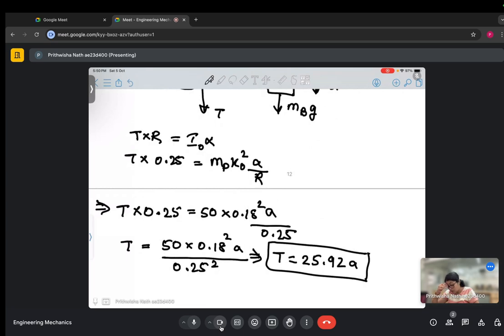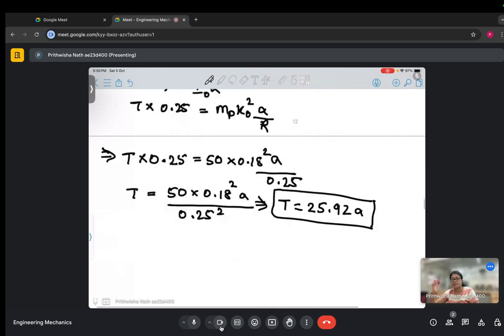Now this was from the pulley that we have written, and now we'll consider the block. From the block, what can we write?